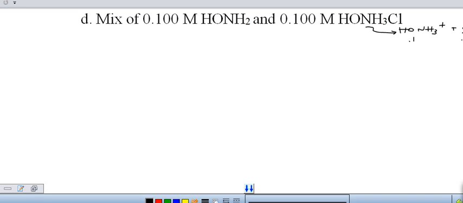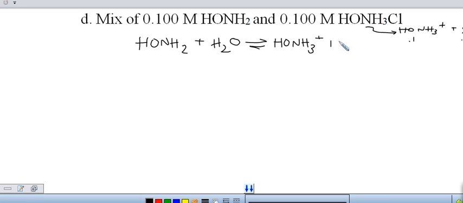So here is a weak base, though. So I have HONH2. You put that weak base in water. It's going to take a hydrogen away, and we're going to have HONH3 plus, leaving a hydroxide behind in the water. Now I make my ice table. I'm starting with 0.1 molar of this. I don't need to worry about water. And I'm starting with 0.1 molar of this. No hydroxide. Because I don't have any hydroxide, the reaction will proceed forward. And it'll be 0.1 minus x, 0.1 plus x, and x.